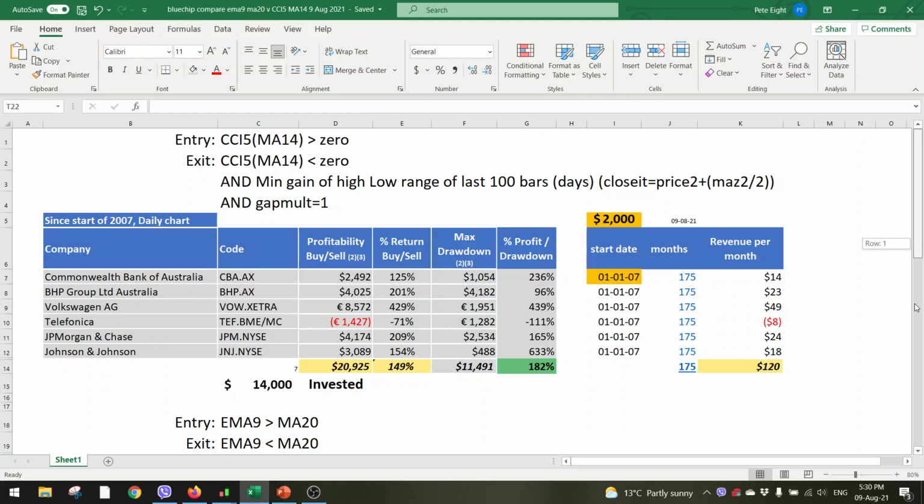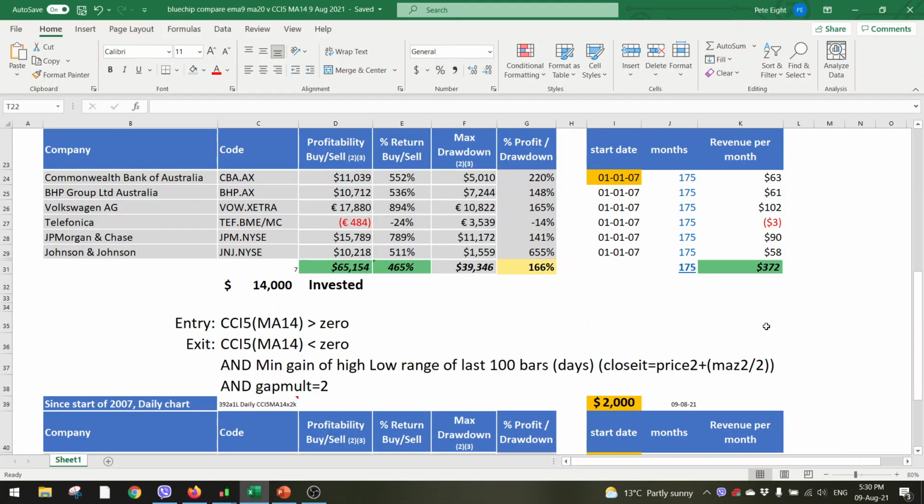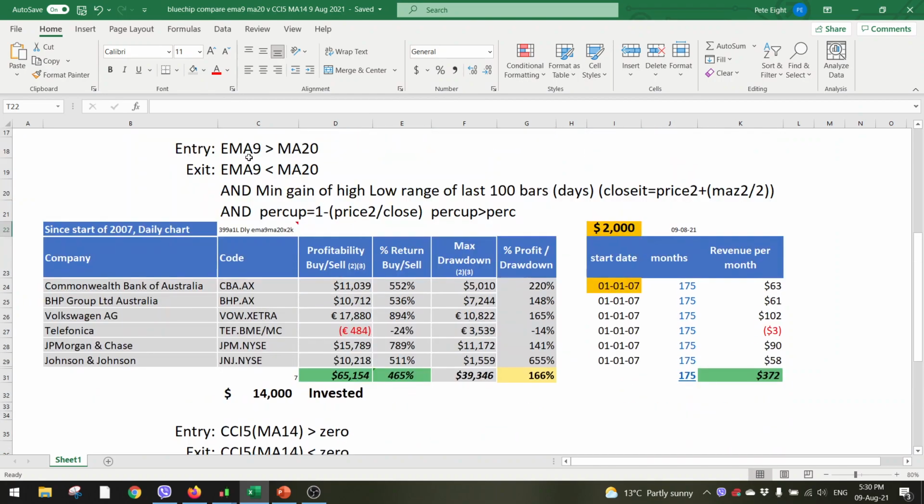If we go down and look at our EMA 9 breaking above the moving average 20, it's only using a percentage up strategy.